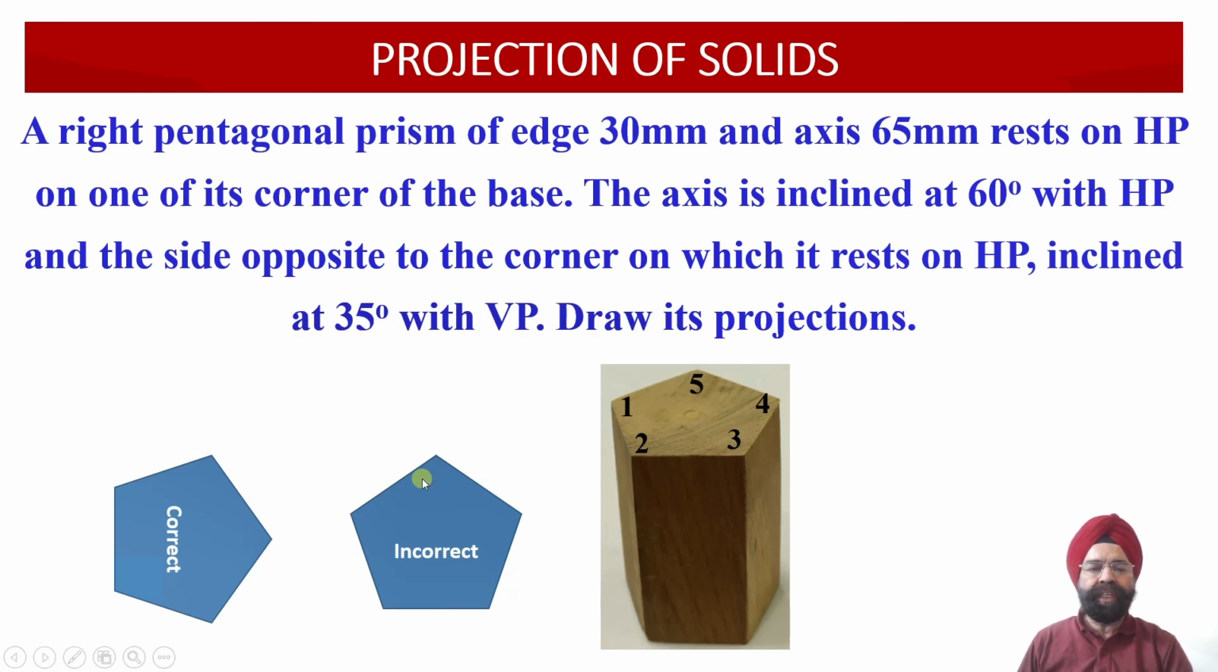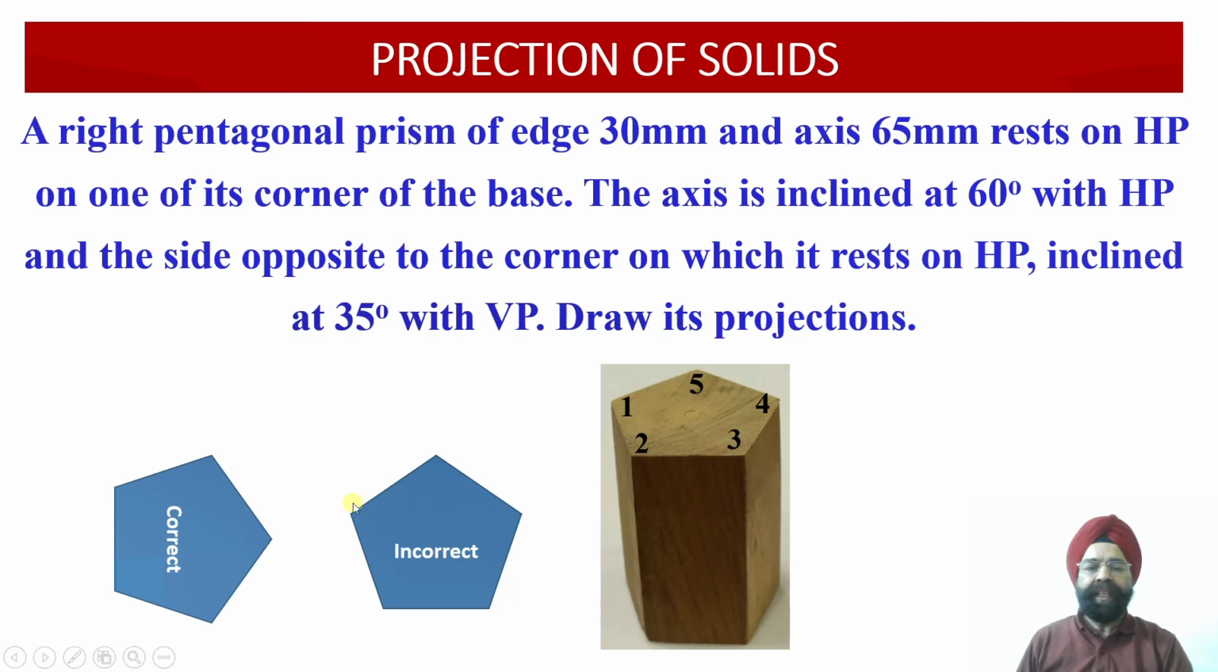If we are going to tilt this prism with respect to the horizontal plane, it will be resting on one of its corners of its base onto the horizontal plane. Either we tilt it this way or we tilt it this way. So it will be resting on one of the corners of its base over there onto the horizontal plane. But in the second instance, we have been provided with the information that the side which is opposite to the corner onto which it is resting on the horizontal plane, this side is further inclined with respect to vertical plane at an angle of 30 degree.